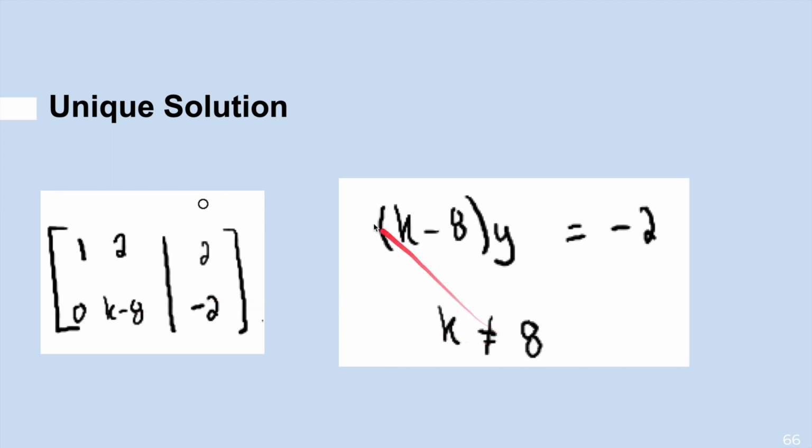If k were to be 8, I'd have 8 minus 8, which is 0 times y, is equal to -2. That would be no solution at all. So k cannot be 8. It can be any other number. Let's say k is equal to 10. 10 minus 8 is 2, so 2y is equal to -2. I know what y is. I can find out what x is.